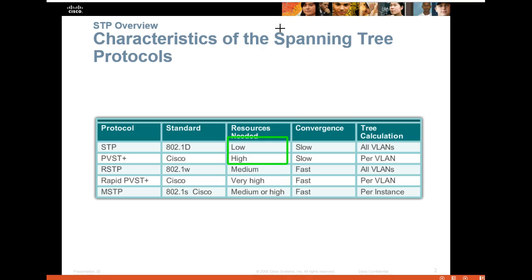Then things evolved to rapid spanning tree, and that was an open system, and then Cisco enhanced that with Rapid Spanning Tree Plus, which allowed for very fast convergence, very, very high resource overhead though. And then now we have MSTP, Multiple Spanning Tree Protocol, which is a Cisco version that comes out. And we'll talk a bit about those.